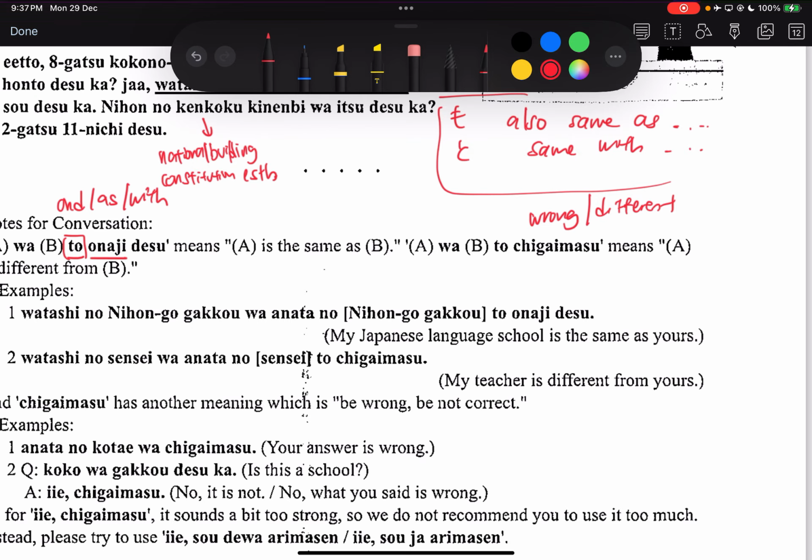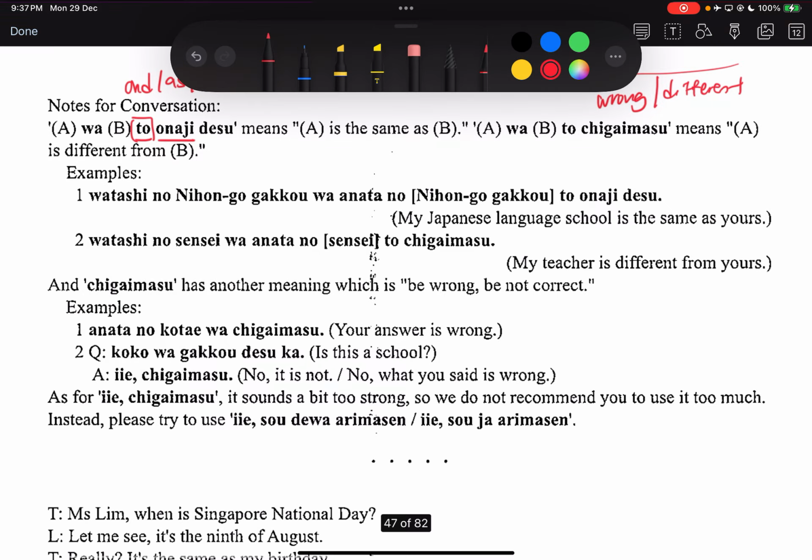Okay, I will carry on. Example number 1. 私の日本語の学校、日本語学校はあなたのと同じです。So it's like same with yours. Over here they say same as yours, but it will be same as yours, same with yours. Not much difference.